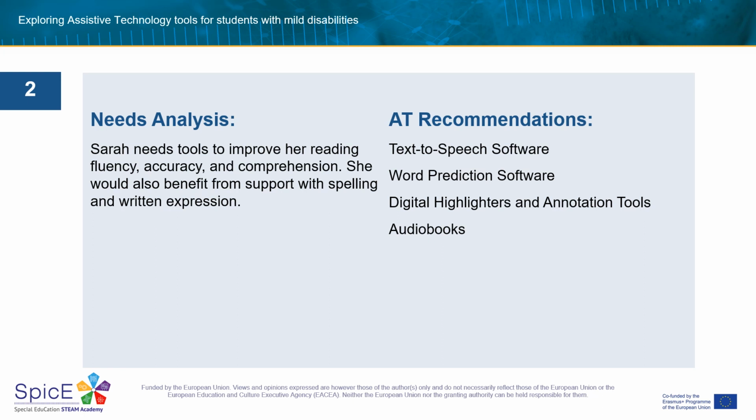She would also benefit from support with spelling and written expression. Assistive technology recommendations in this case might be text-to-speech software. This will allow Sarah to listen to digital text, improving her comprehension and reducing frustration. Word prediction software. This will suggest spellings as she types, minimizing errors and boosting confidence.